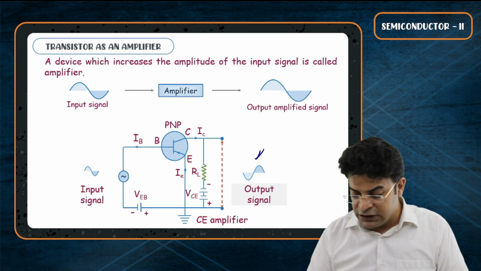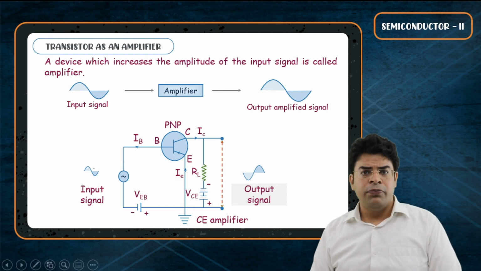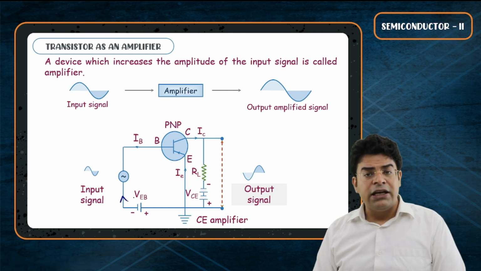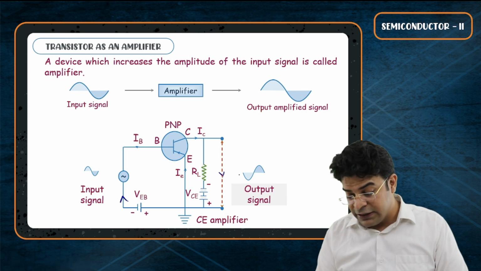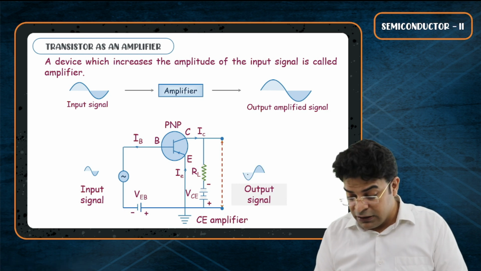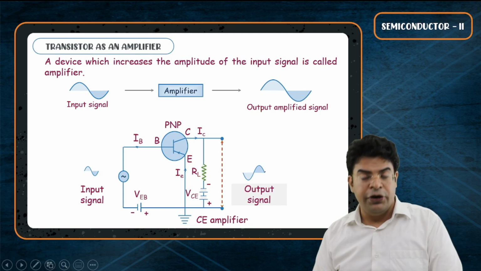Why is the output signal out of phase with the input signal? Because as the input potential increases, the output potential decreases. That's why it is out of phase, but you can see it has got a higher amplitude.